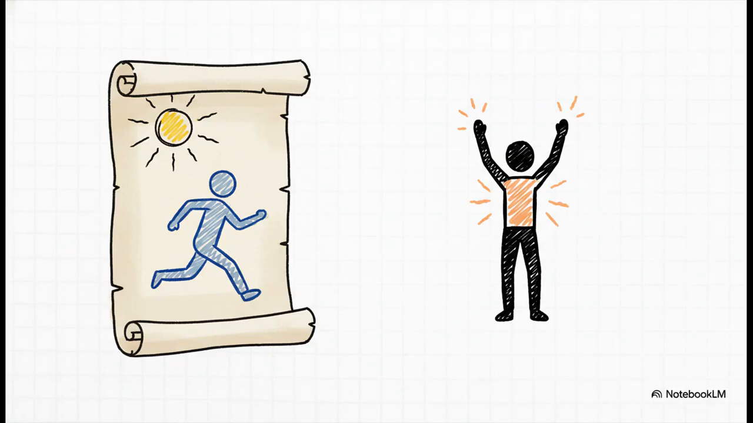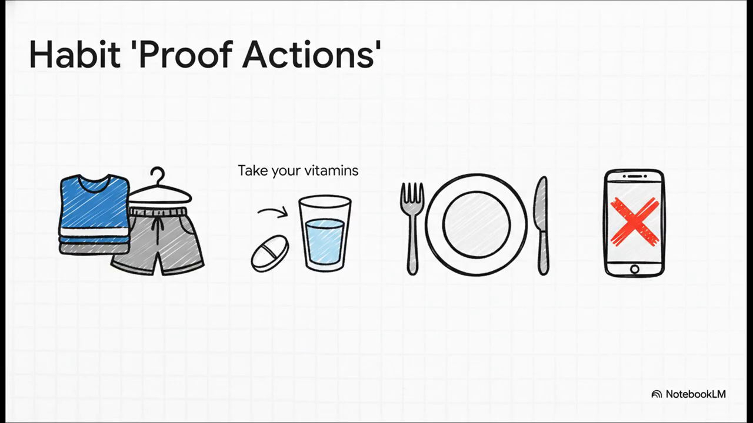And finally, let's look at creating new habits. The blueprint here is the vision of yourself as someone who, for example, already lives a healthier lifestyle. The feeling you connect with is one of energy and vitality. The proof actions are all the little things that reinforce this new identity. You lay out your workout clothes before bed. You take your vitamins. You eat one meal mindfully without your phone. Each one of these actions is like casting a vote for the person you are becoming.